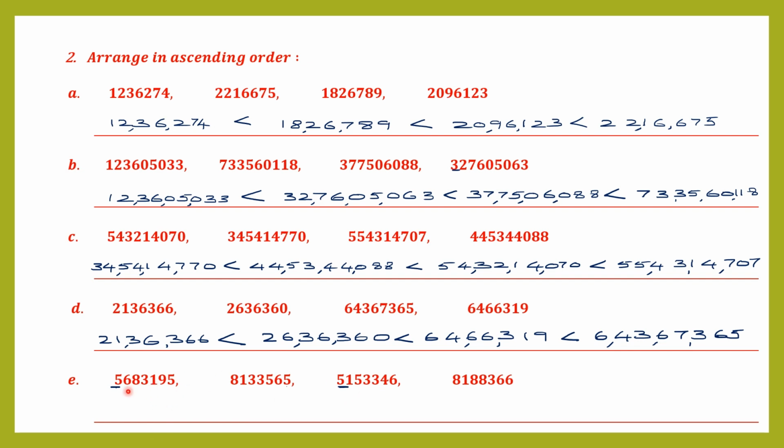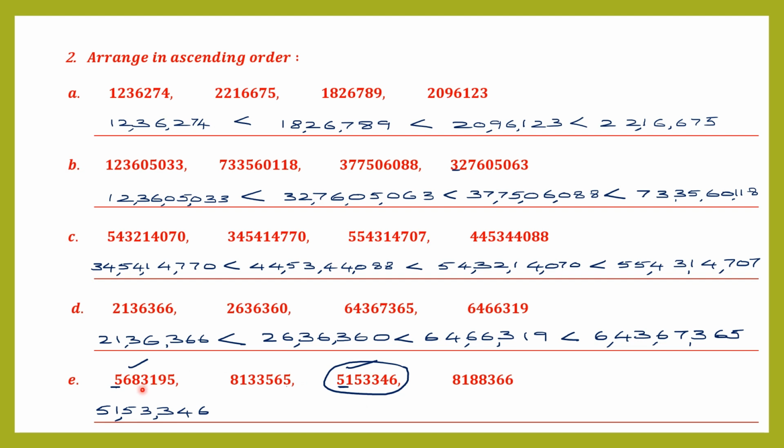Now look at the next digit. The next digit is 6 in one and 1 in the other, and the smaller one is the one with 1. So here we have 5, 1, 5, 3, 3, 4, 6. Place your commas, comma here, comma here. Now when you read: 51 lakh 53,346. So this is over.